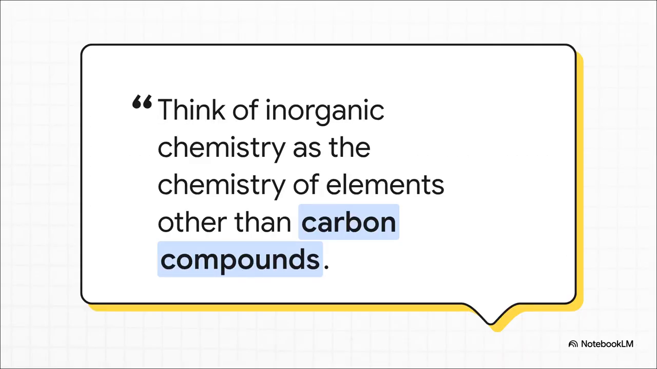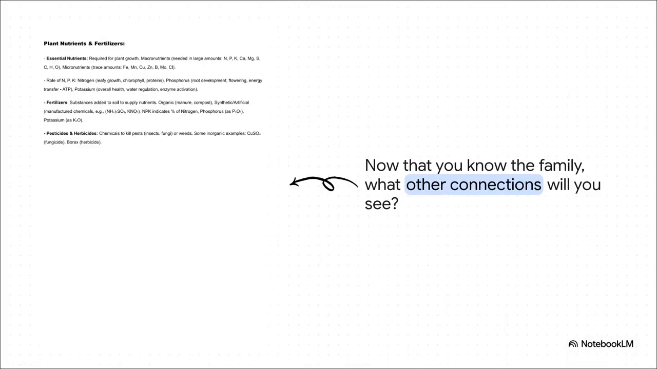So look, if you want just one simple way to remember all of this, think of it this way. Inorganic chemistry is basically the chemistry of everything except most carbon compounds. It's the chemistry of minerals, of metals, of the fundamental building blocks of our entire planet. From those oxide progenitors to the acid and base branches and all their salt offspring, this chemical family is absolutely everywhere. So the next time you use soap or drive past a farm, you'll know the family tree behind it all.